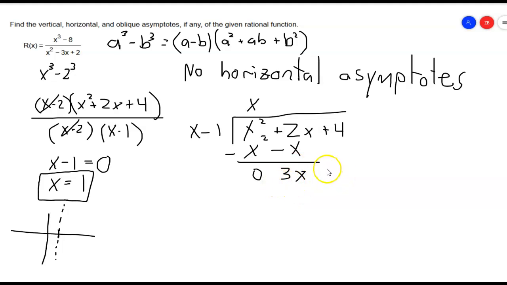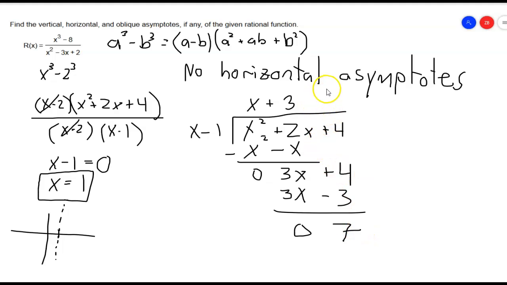So now I bring down the 4, and I see x goes into 3x 3 times. So it's going to be plus 3. 3 times x is 3x. 3 times negative 1 is minus 3. Subtract those, and that's going to cancel out there. And 4 minus a negative 3 is 7. So really I have a remainder here of 7 all over x minus 1.